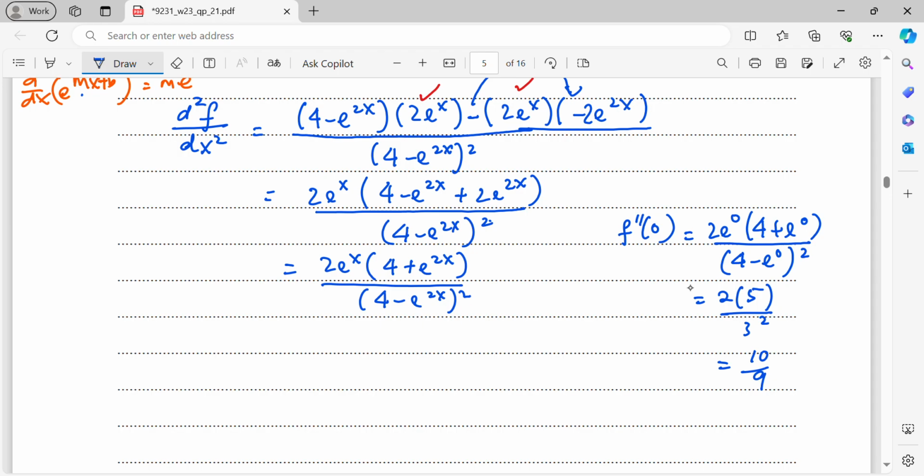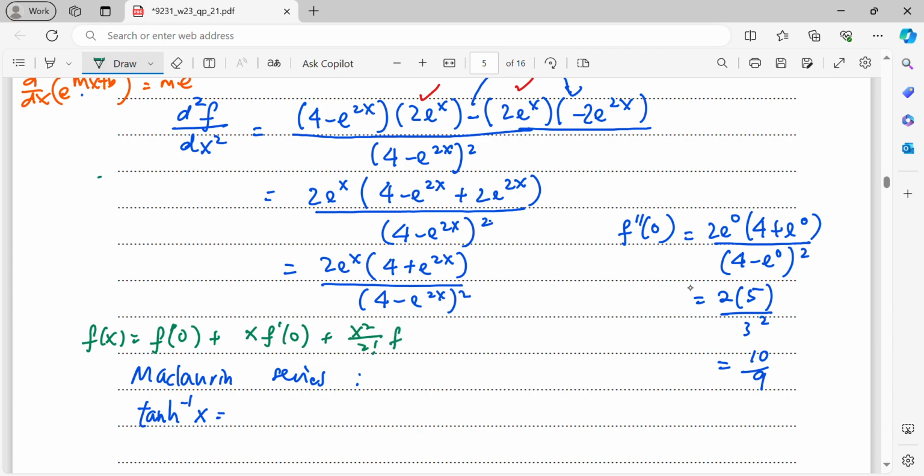Okay, so now my Maclaurin series. So inverse hyperbolic tangent x, the Maclaurin series formula is f(x) equals f(0) plus x times f prime 0 plus x squared over 2 factorial times f double prime 0. This is a Maclaurin series.